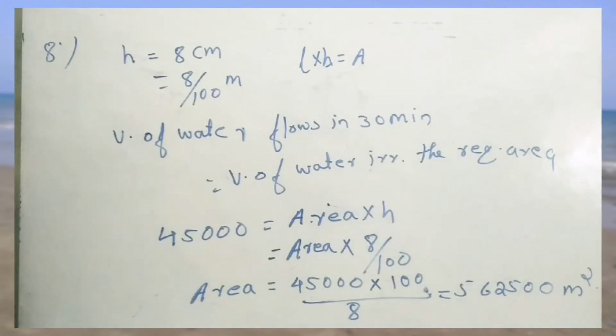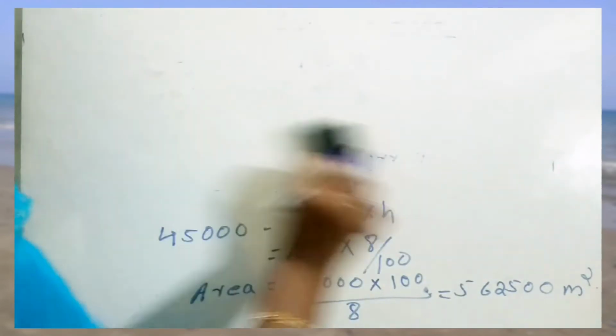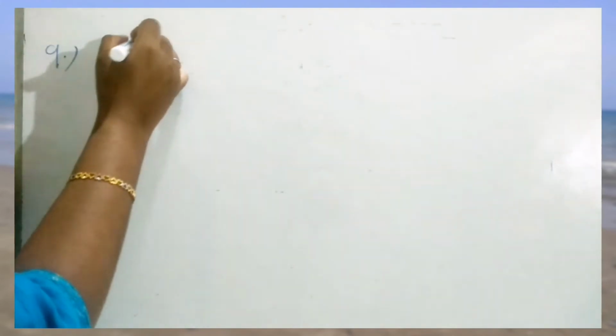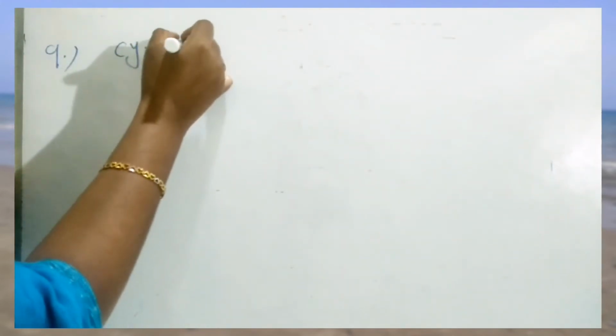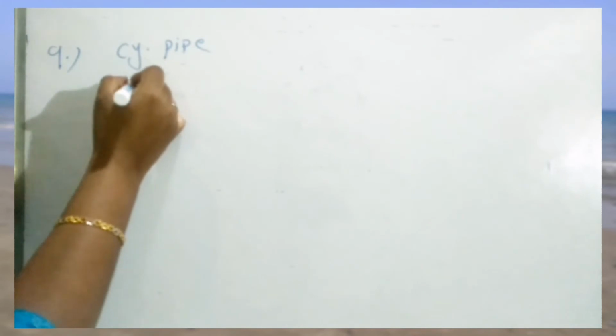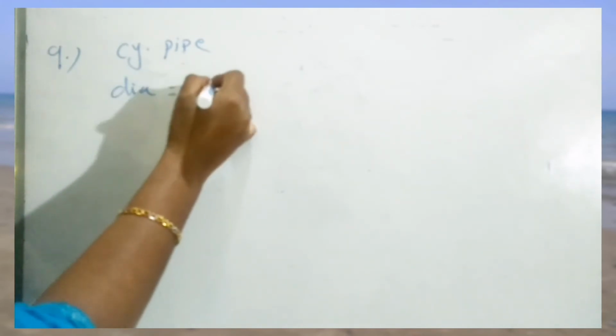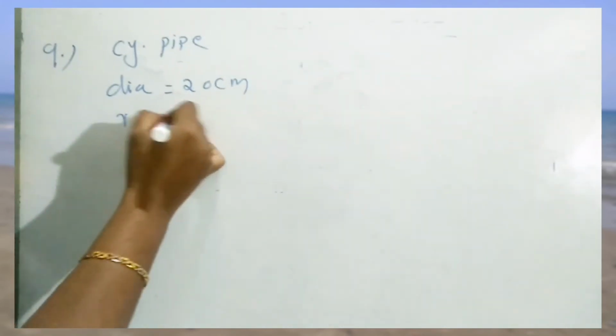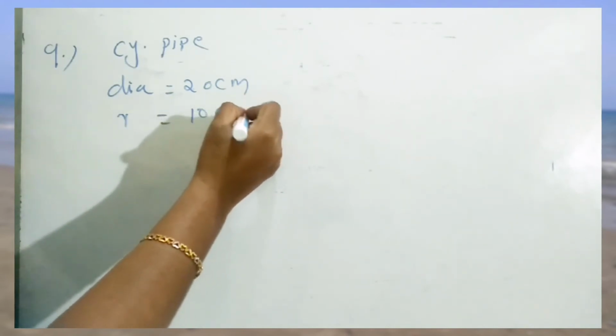Ninth question. A farmer connects a pipe of internal diameter 20 centimeter. Pipe, we will consider it as a cylinder. The diameter is given, diameter is equal to 20 centimeter, then radius is equal to 10 centimeter.